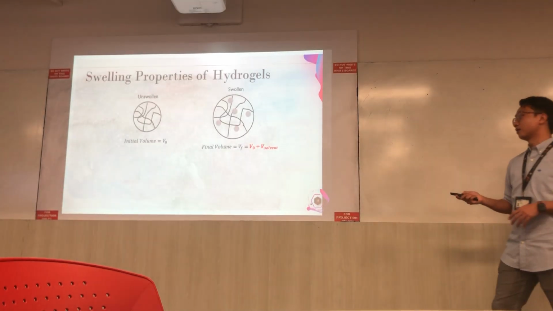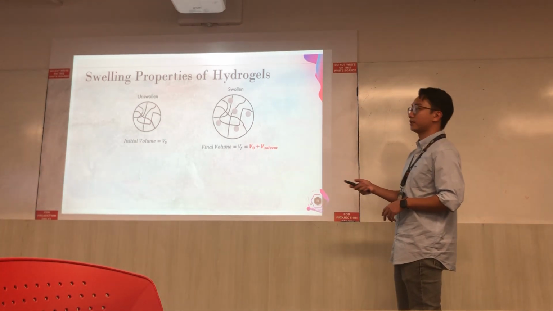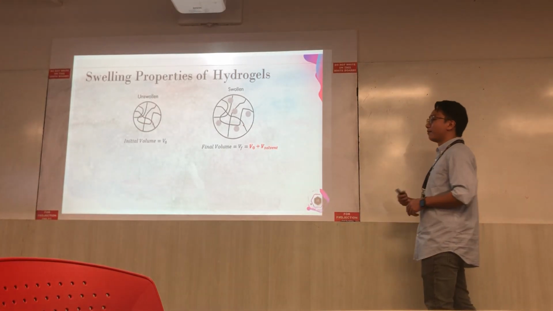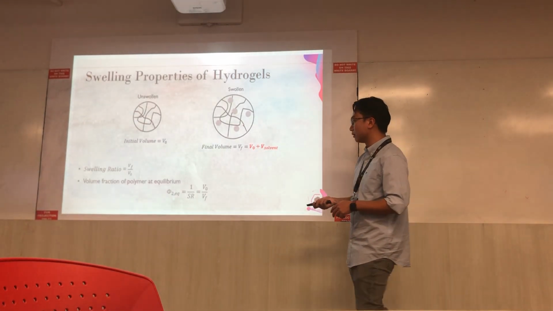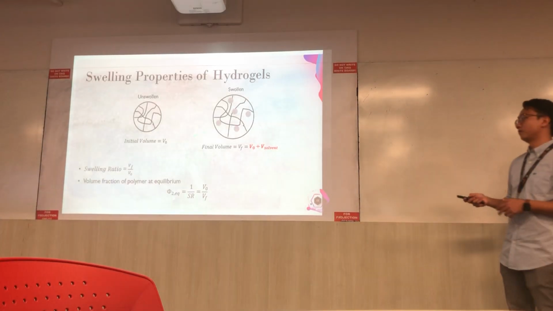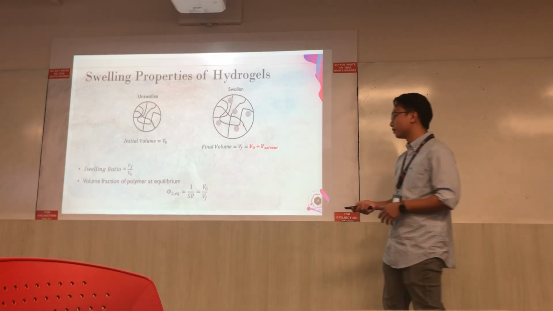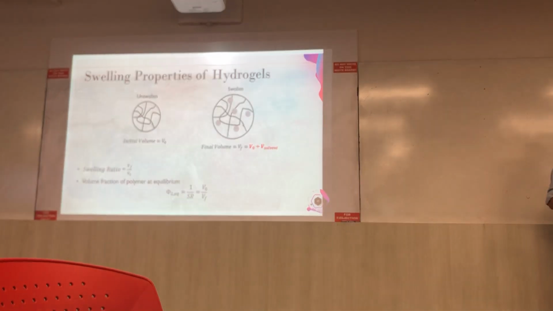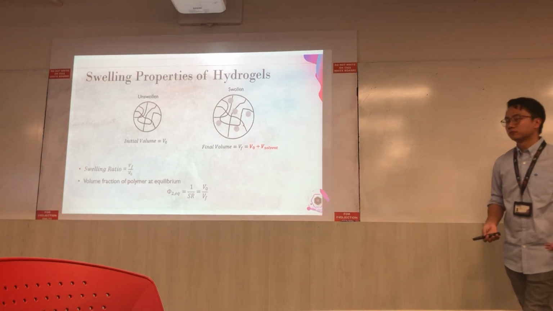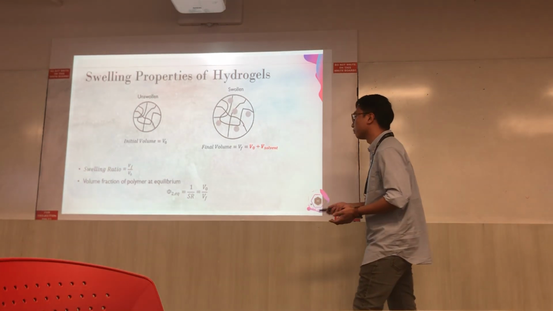That volume consists of your V naught, your initial volume, and the amount of solvent that is actually taken into the hydrogel. So there is a limit to how much it can swell, and this limit is what we term the swelling ratio: the ratio of the final volume at equilibrium over the initial volume. In simple terms, it is how many times it can swell at maximum. If it's 40, it means when I put it in water, it can swell to 40 times the initial volume.